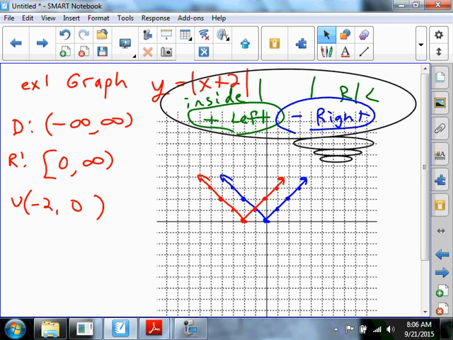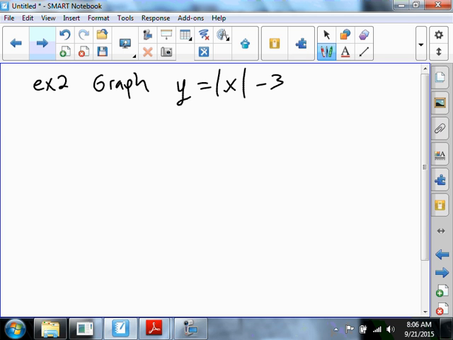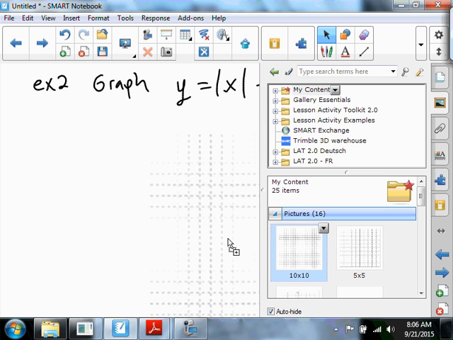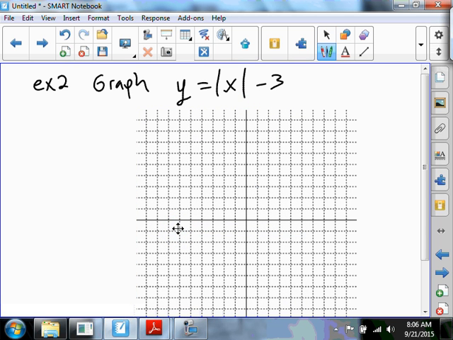So maybe we should try another one. This one we've got y equals the absolute value of x with a minus 3 tacked on the end. So again, I'm going to graph my parent function. My parent function goes to the origin, 1, 1, 2, 2, 3, 3, negative 1, 1, negative 2, 2, negative 3, 3. So there's my parent function.